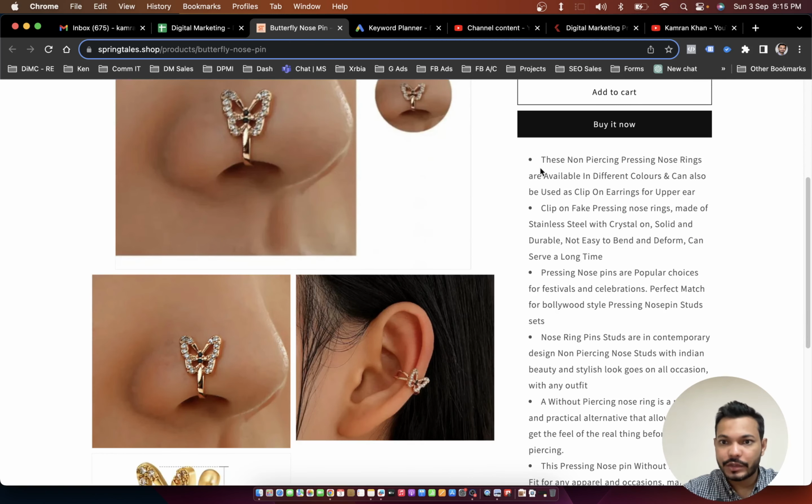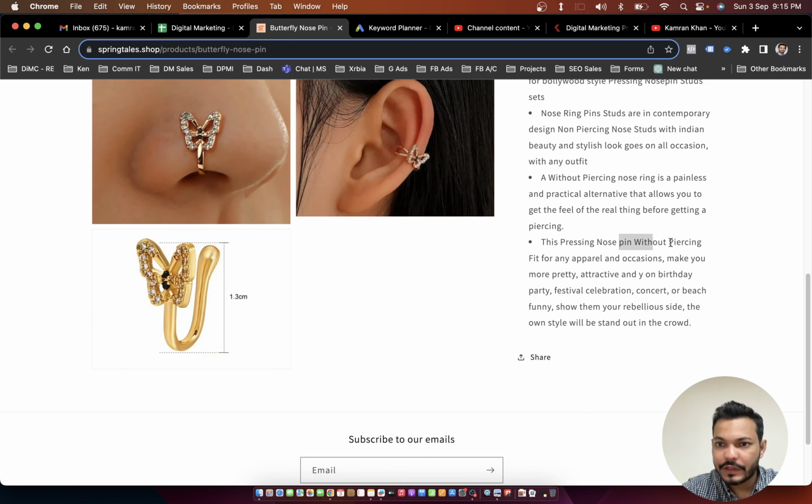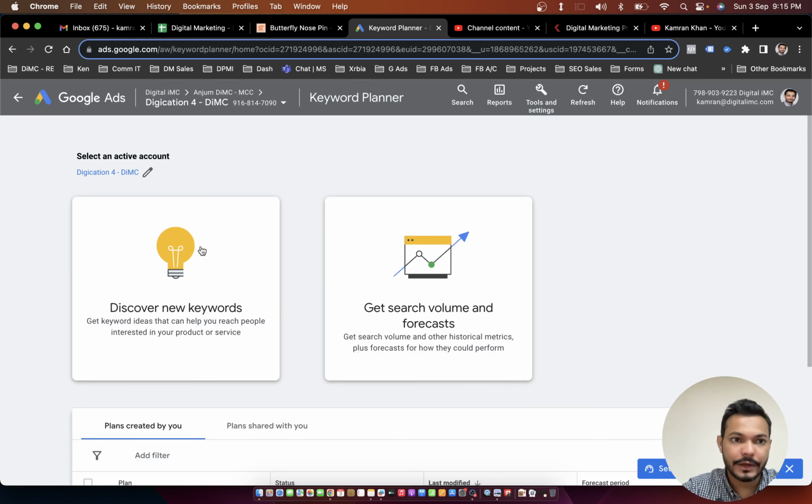If you want, you can go through the products, like the description of the product, in fact, and you will be able to understand what could be the additional base keywords. It could also be nose studs. It could be something like nose ring, which we have already considered, and pin without piercing. So let's take all these 4 to 5 keywords and put them in the keyword planner tool.